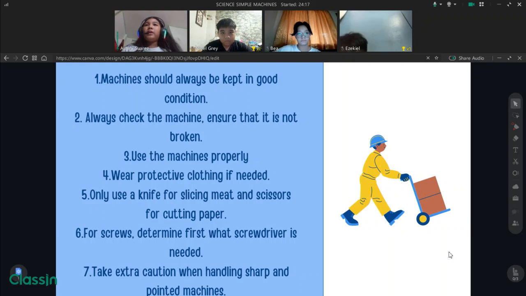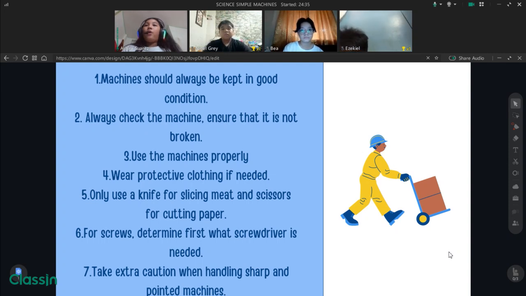Number 1. Machines should always be in good condition. Number 2. Always check the machine. Ensure that it is not broken. Number 3. Use the machine properly. Number 4. Wear protective clothing if needed.